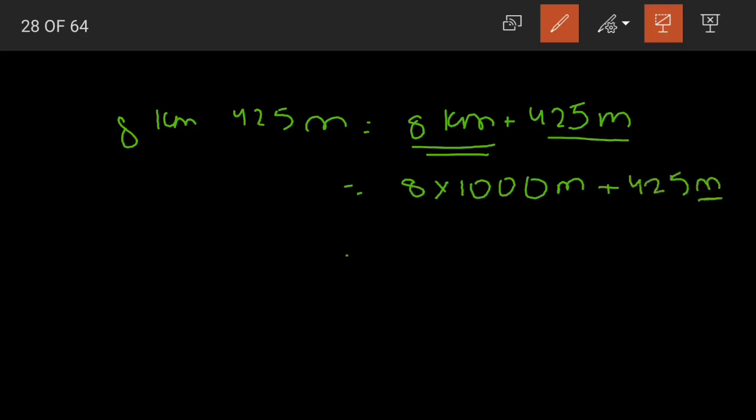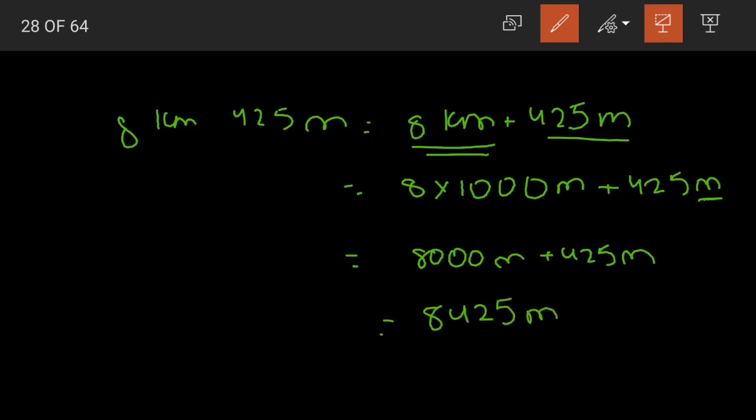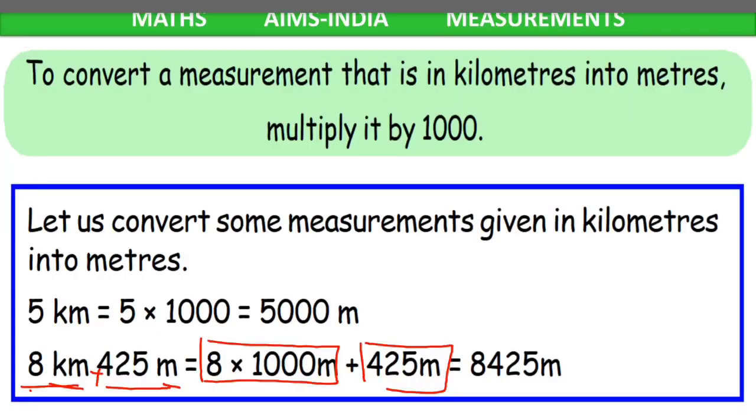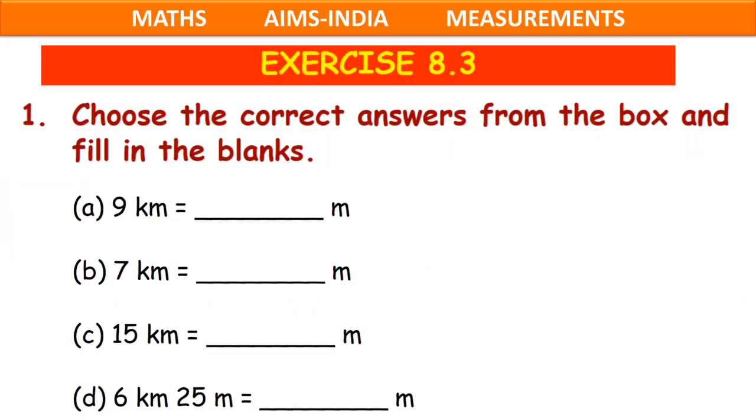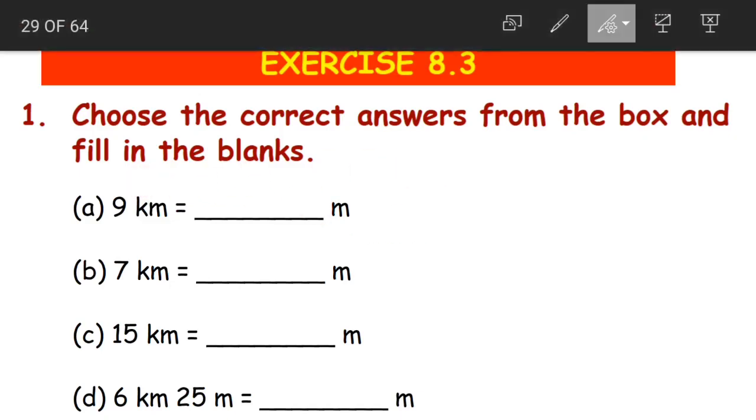It is already in meters, so we need not multiply it. 8 into 1000, 8000 meters plus 425 meters. When we add these two together, the answer will be 8425 meters. Clear, children? Conversion of kilometers into meters. Let us look at some example problems. Choose the correct answers and fill in the blanks.